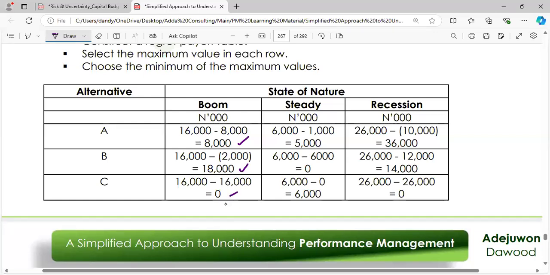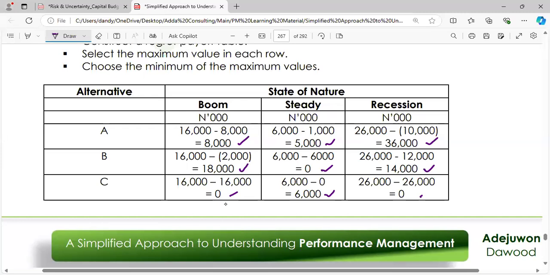So I will go to steady. The highest figure under steady is 6,000. Therefore, 6,000 minus 1,000 will give us 5,000. 6,000 minus 6,000 will give us 0. 6,000 minus 0 will give us 6,000. Under recession, the highest figure is 26 million. So 26 million minus minus 10 million will give us 36 million. 26 million minus 12 million will give us 14 million. 26 million minus 26 million will give us 0.